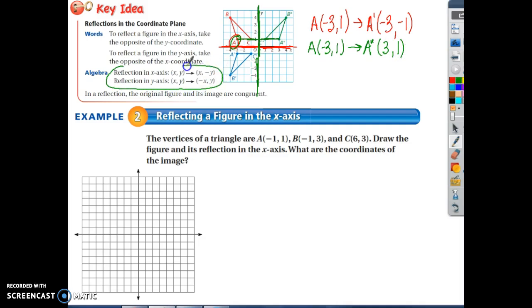In algebra, or algebraically, we can see these relationships between our original points and our reflected points by looking at our ordered pairs. If we're reflecting vertically, or over the x-axis, we're going from the top to the bottom or from the bottom to the top. All it changes is our y value.